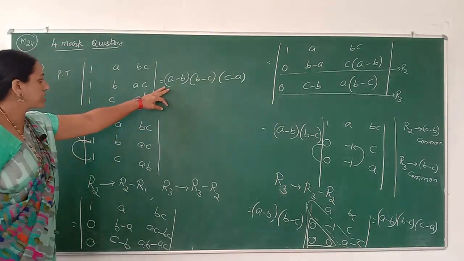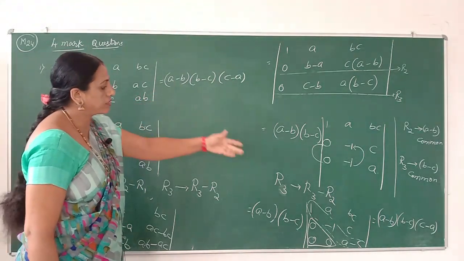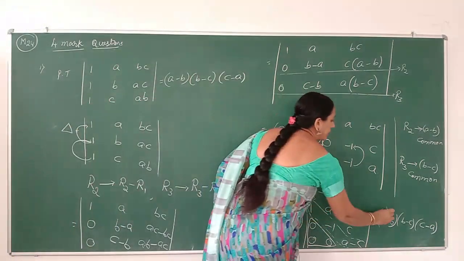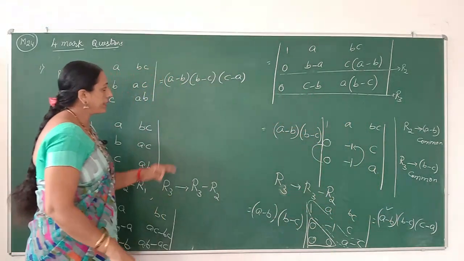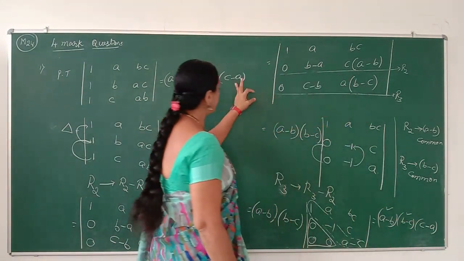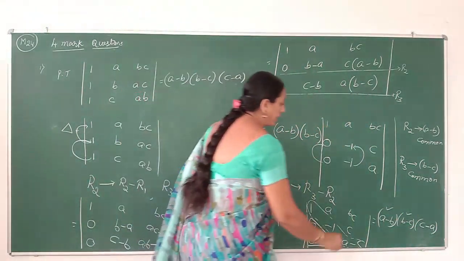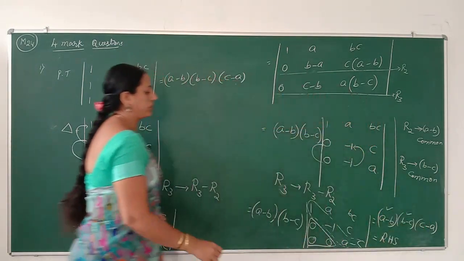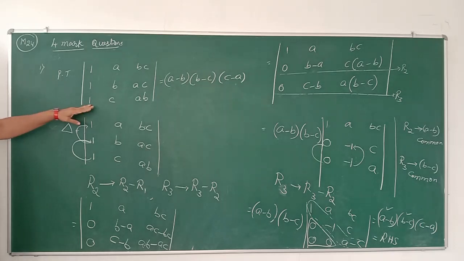Then we check whether the RHS exists or not. The first element of the RHS is a minus b. The second element is b minus c. And the third element is c minus a. So that is the RHS of the determinant. Once again, we will go through the calculations.